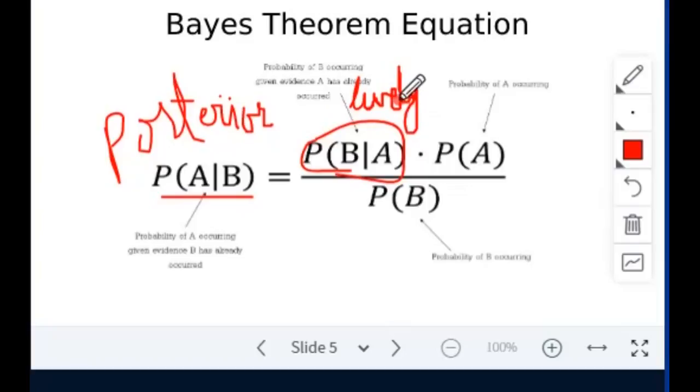Likelihood, sorry, likelihood. So this is the prior probability, which we call the knowledge of the attribute: the prior probability of A being true. And this is marginalization, the probability of B being true. So this is the Bayes theorem equation, which is actually a mathematical equation.